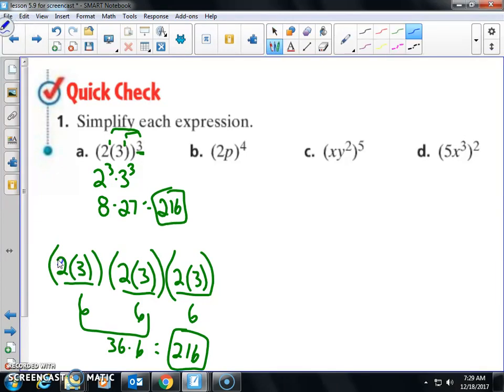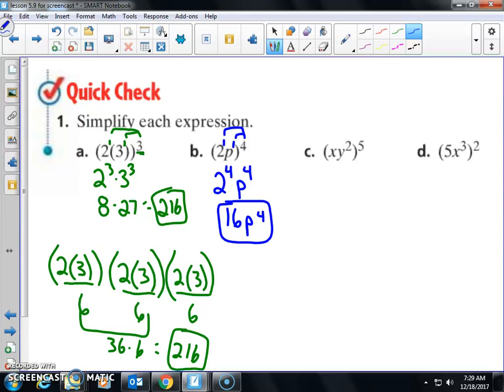In letter B, I'm going to do this the shortcut way right away. This 2 has an exponent of 1. The letter P has an exponent of 1. I'm going to multiply the inside exponents by the outside. Keep the base of 2. 1 times 4 is 4. Keep the base of P. Multiply the exponents, get 4. 2 to the fourth power, I know is 16. So I get 16p to the fourth power.